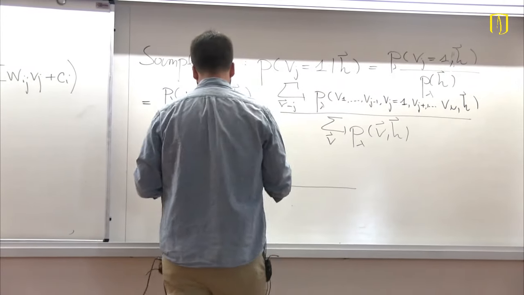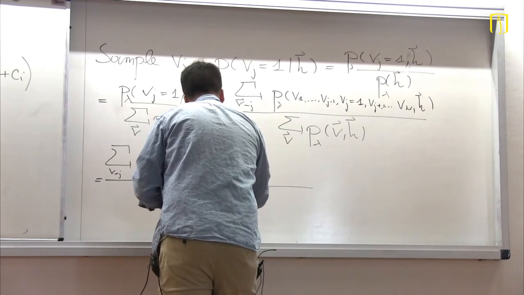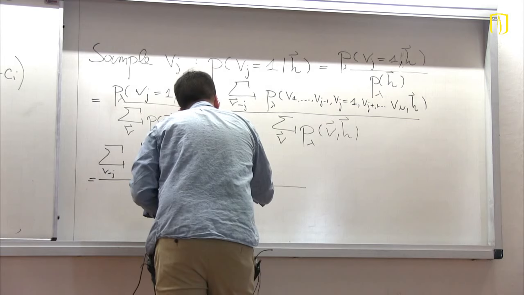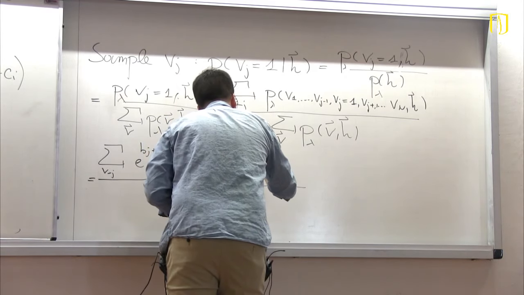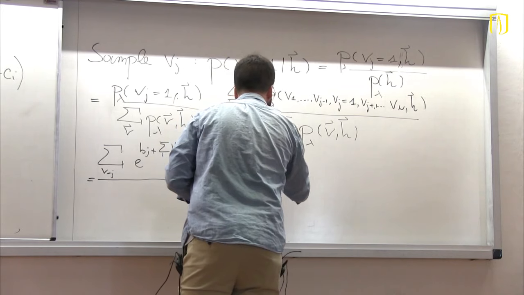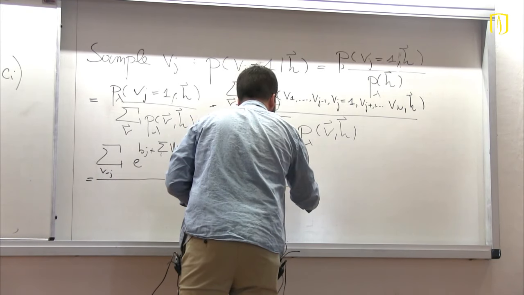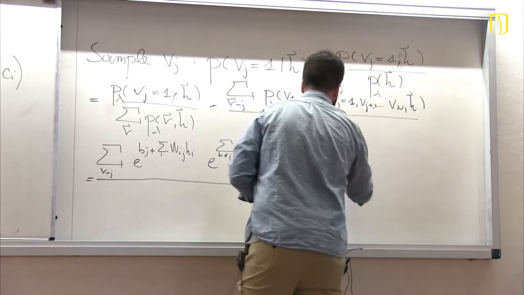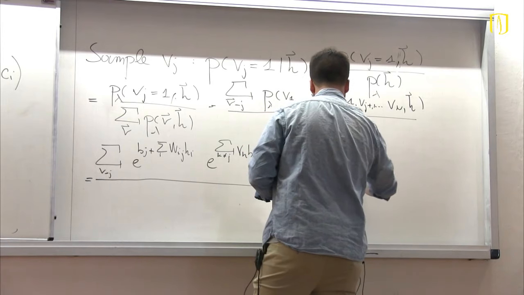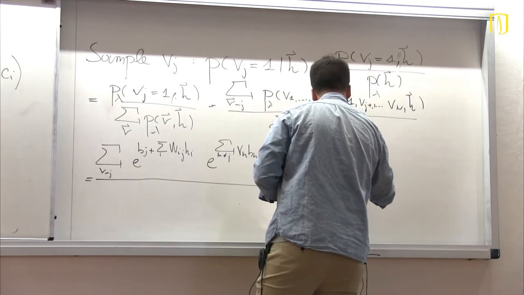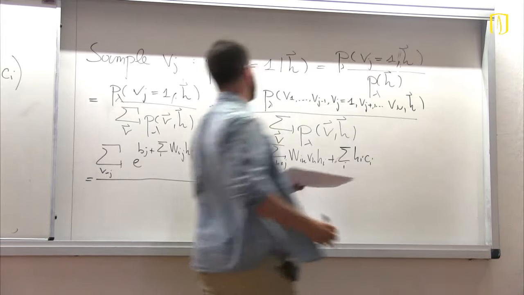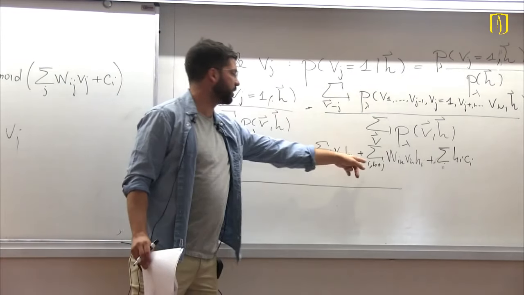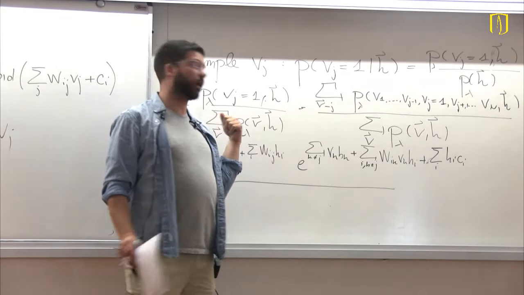And then we have all the rest essentially. e to the sum over, let's call this k different from j, of Vk Bk, plus sum over i and k different from j of Wik Vk Hi, plus sum over i of Hi Ci. Okay, so this was the full energy. I just pull out the J term from this sum and set the visible unit to 1.